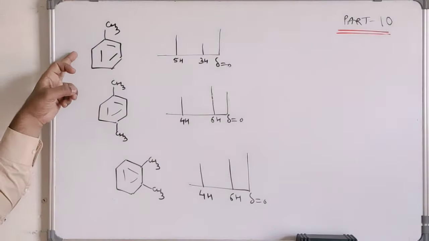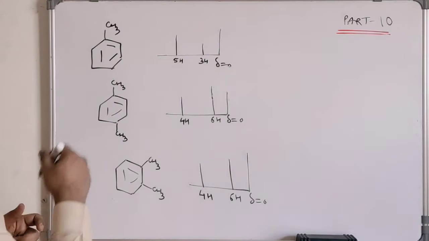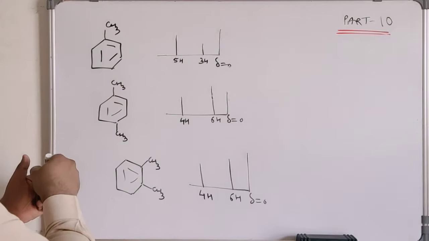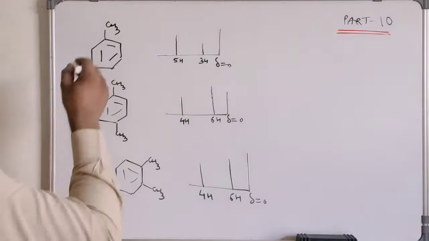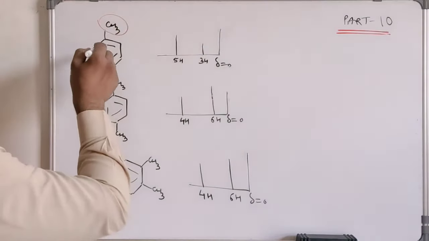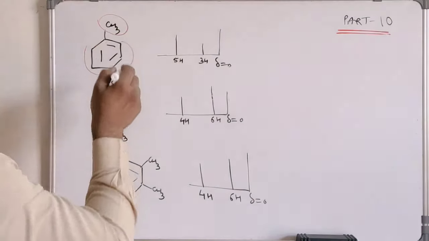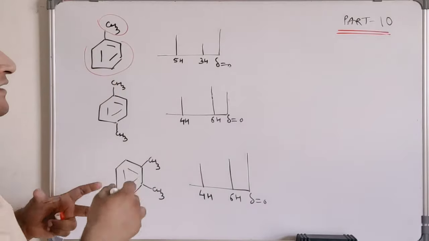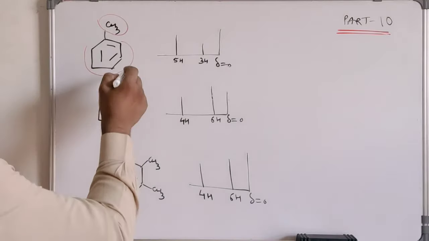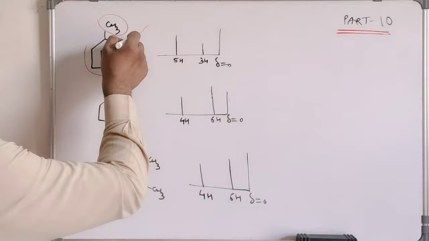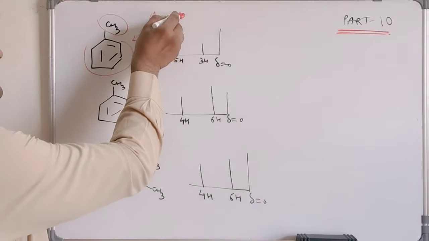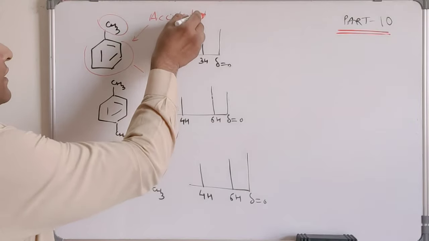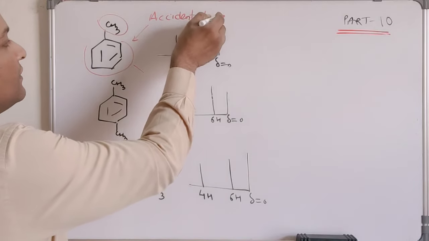Toluene is the simplest compound, as we can see here. There are 3 protons, so we will get 1 peak for these 3 protons and 1 peak for these 5 protons. These 5 protons are accidentally equivalent, so these protons are called accidental equivalents.